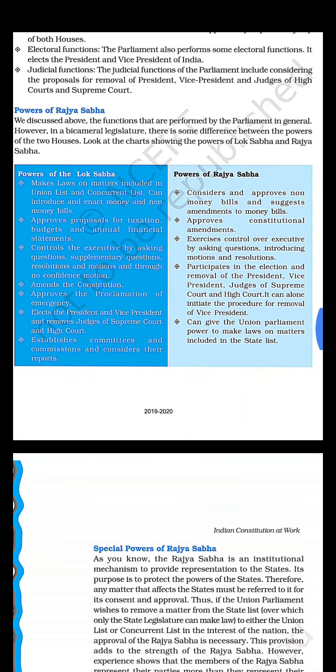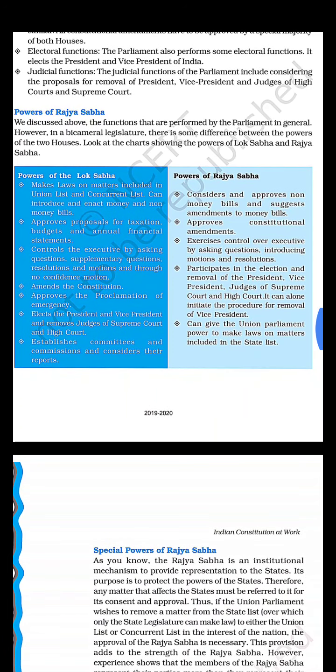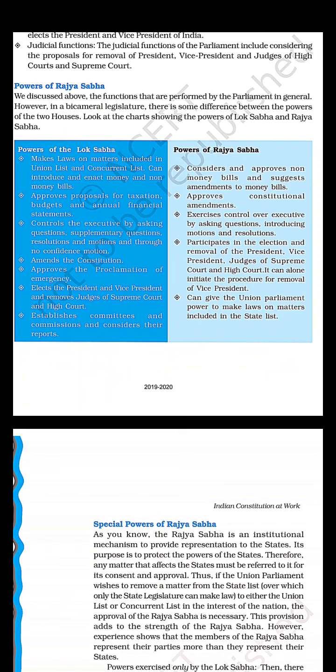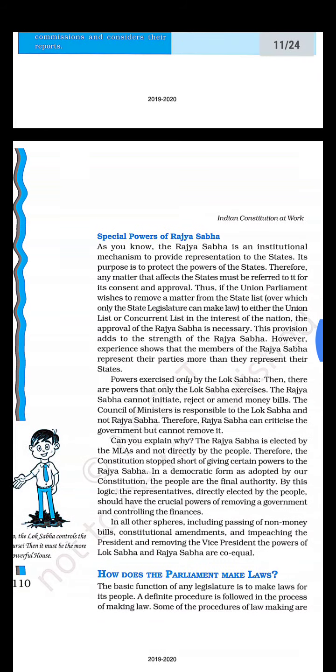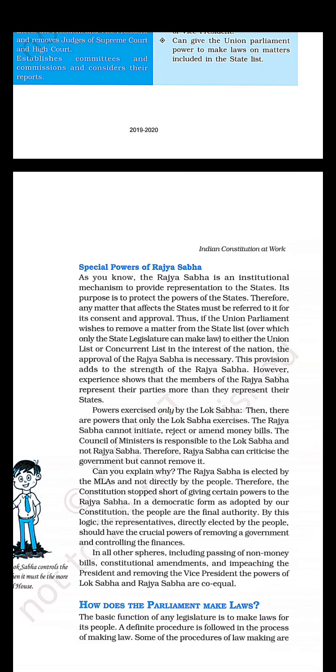Can give the Union Parliament power to make laws on matters included in the State List. I've already told you that there are three lists: Union List, State List and Concurrent List. Union List and Concurrent List laws are made by Lok Sabha and State List laws by Rajya Sabha. Special power to Rajya Sabha.